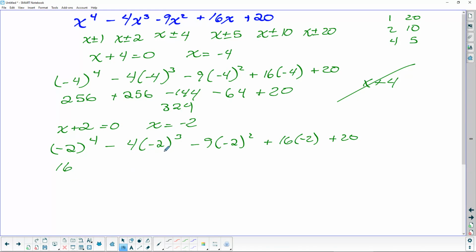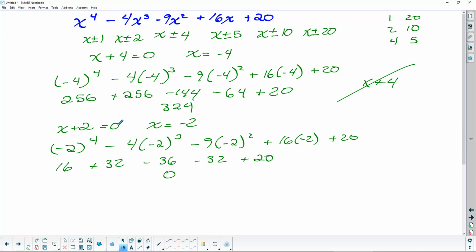Okay, this is negative 8 times negative 4, which is plus 32. This is 4 times negative 9, so this is negative 36. And this is minus 32. And this is 20. Oh, this looks possible here. Let's add it up. 16 plus 32 minus 36 minus 32 plus 20. 0. Holy smokes. Got it in the second guess.